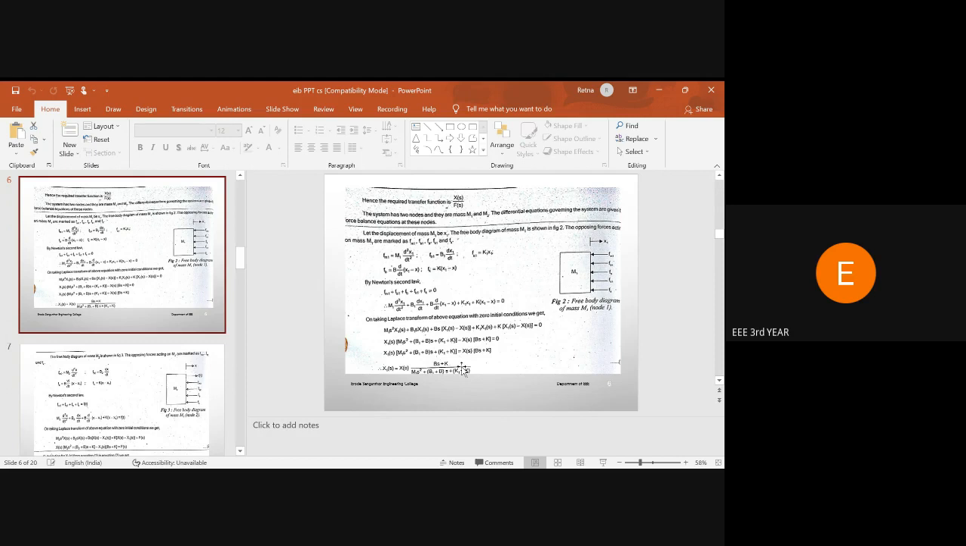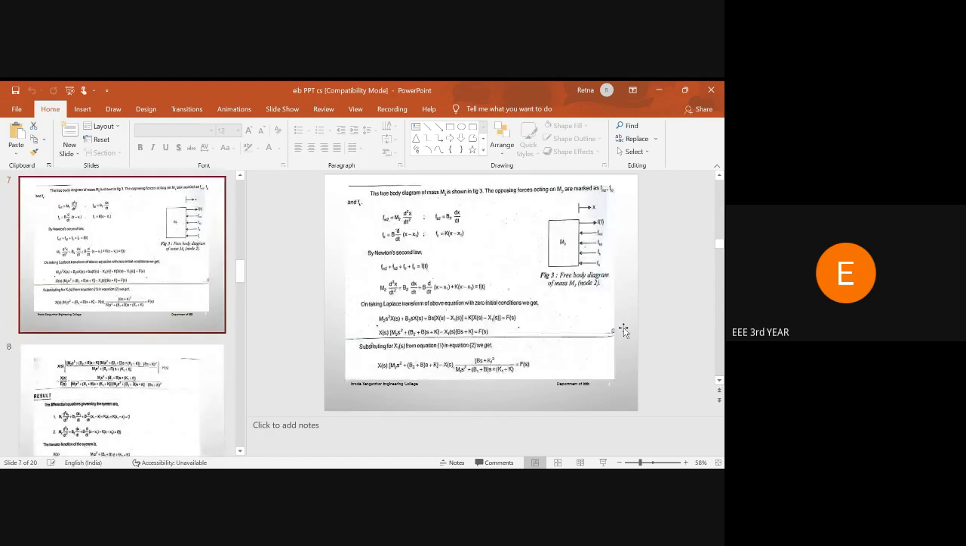Next, bs plus k is moved into the left side. So finally we get x1 of s equal to x of s into bs plus k divided by m1 s square plus b into s plus k1 plus k. Next, moving on to the second mass m2.